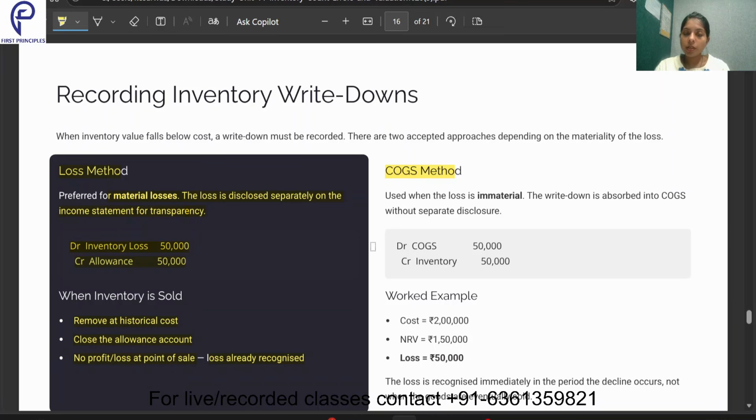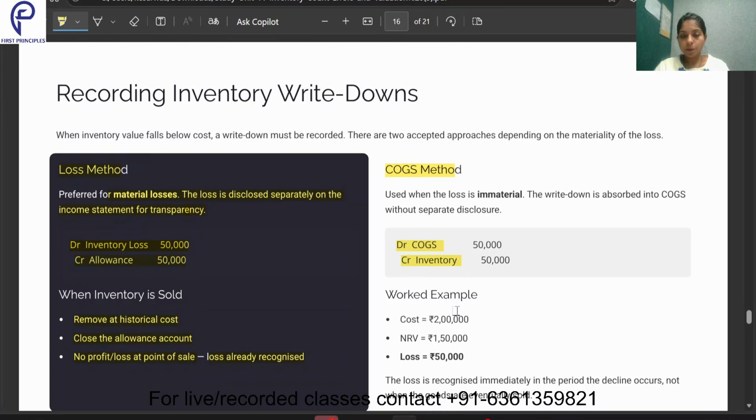Coming to the COGS method, the cost of goods sold method, we use it when there is an immaterial decline in the value of the inventory. What does an immaterial decline mean? A very small amount which is not going to impact the decisions of the users of the financial statements. So the write down is absorbed into the cost of goods sold. In that case, we debit the cost of goods sold, because it is an expense on the income statement, and we reduce the inventory, so credit the inventory.